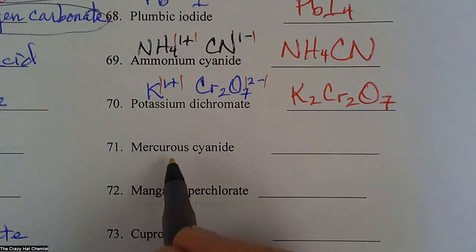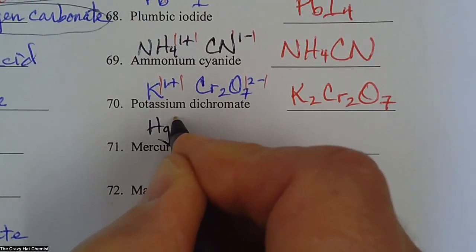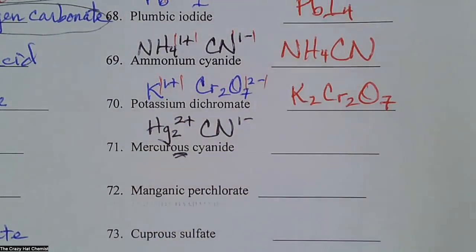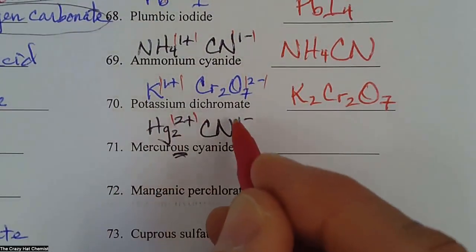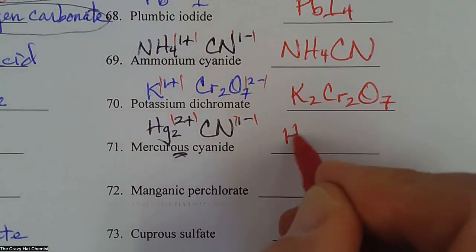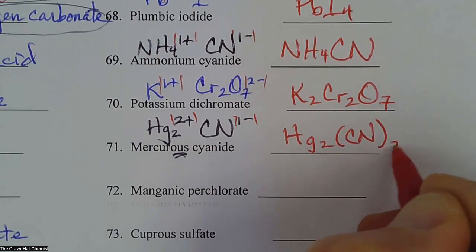All right, next one is mercurous, and that is the Hg2 2+, and cyanide, CN 1-. So we're going to take the absolute value of these two numbers here and then flip the numbers, bring it down. We get Hg2(CN)2.